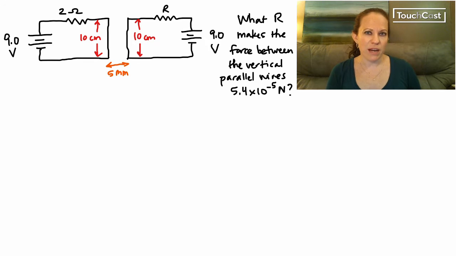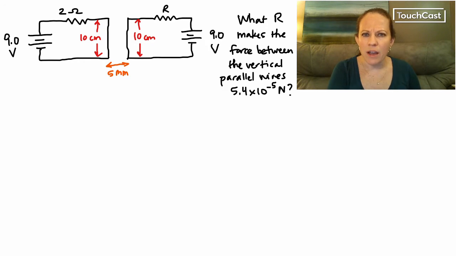The circuits have been arranged so that there are vertical parallel wires of length 10 centimeters each, and they're separated by 5 millimeters. The question we're asked to answer is what value of the unknown resistance R makes the force between the vertical parallel wires equal to 5.4 times 10 to the negative fifth newtons.